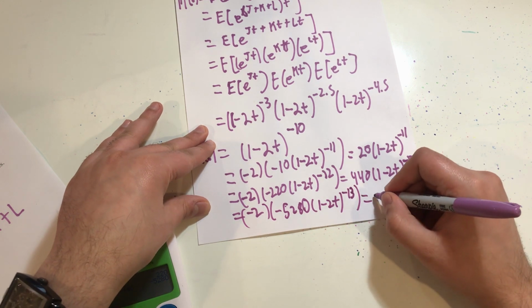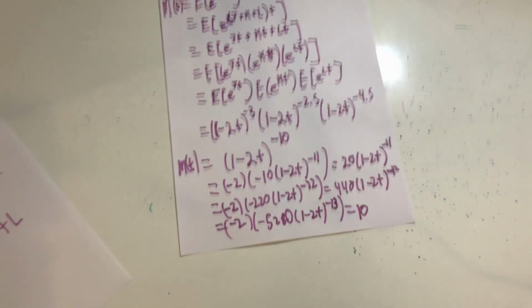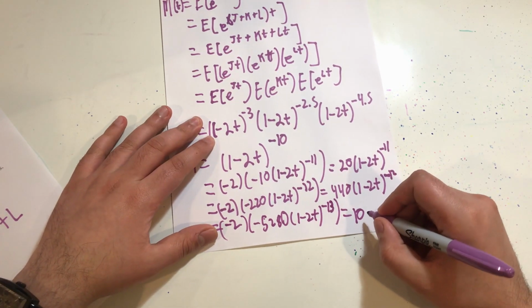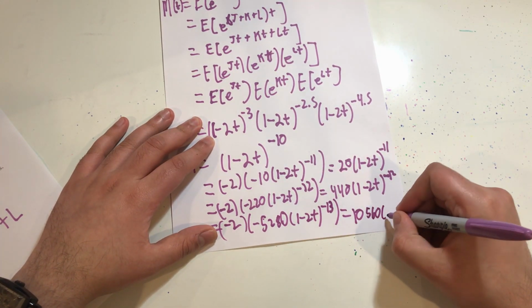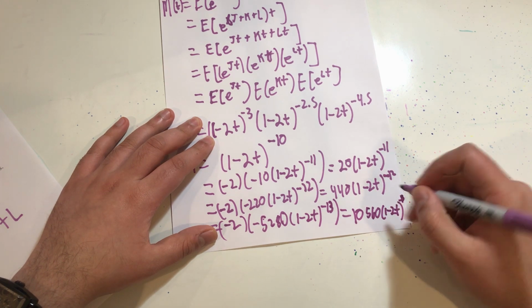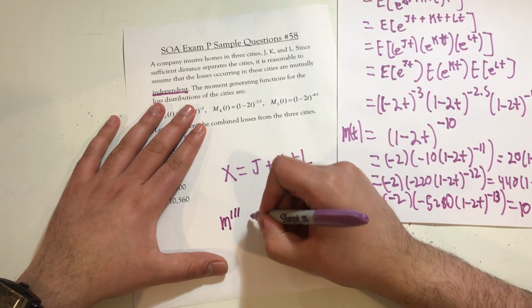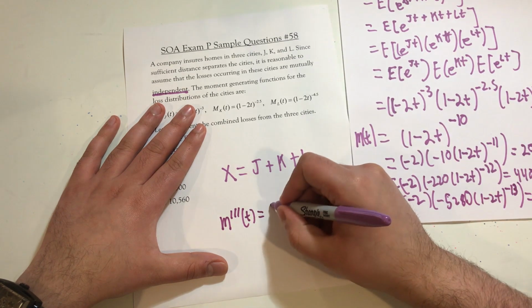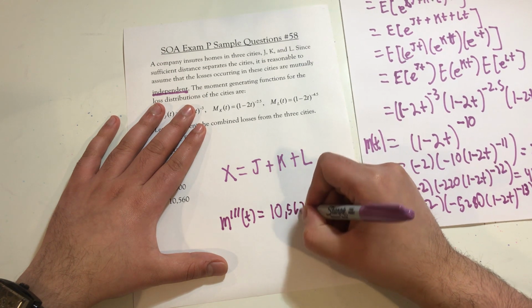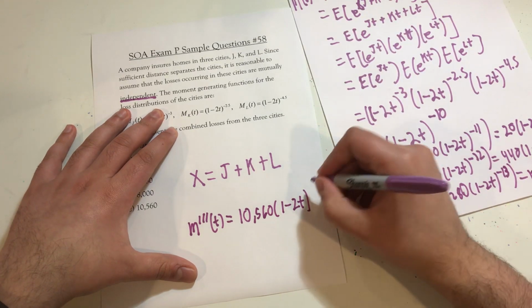And this simplifies to a positive 10. Just going to quickly multiply that too. Okay, this becomes now positive 10,560 times 1 minus 2t to the negative 13th. All right, I'm going to write that over here just to make it a little more clear. So the third derivative of our moment generating function is equal to 10,560 times 1 minus 2t to the negative 13th.